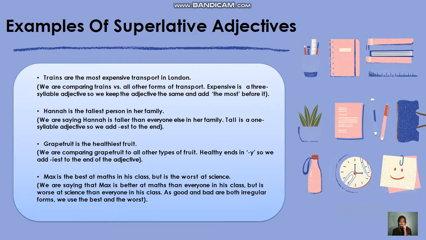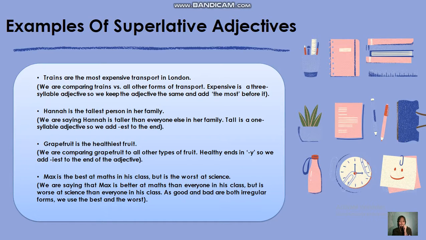Examples of superlative adjectives. First, trains are the most expensive transport in London. We are comparing trains versus all other forms of transport. Expensive is a three-syllable adjective, so we keep the adjective the same and add the most before it. Second, Hannah is the tallest person in her family. We are saying Hannah is taller than everyone else in her family. Tall is a one-syllable adjective, so we add "est" to the end.